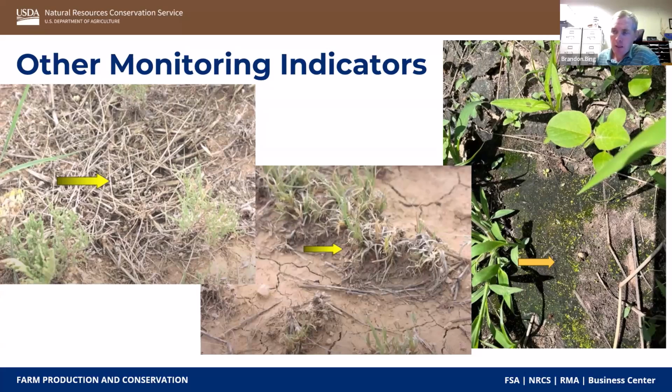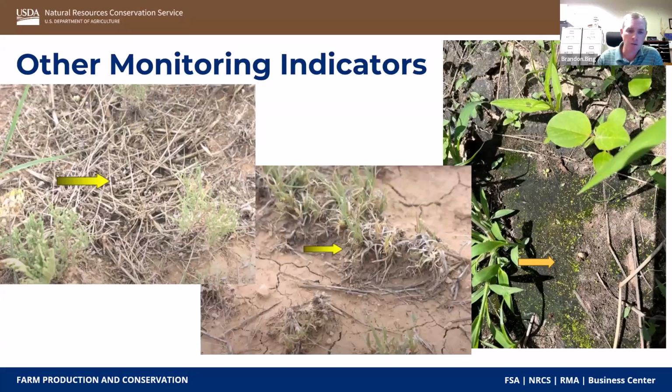Plant pedestals, that's going to be the middle picture there. You can see we've got some soil erosion around that plant, and it's pedestaled that plant above the rest of the soil surface due to that erosion. That can tell us, again, that we need some plant coverage out there. It can tell us which direction we're going. Are we going down in trend? Are we going up in trend? These are little indicators we can utilize.